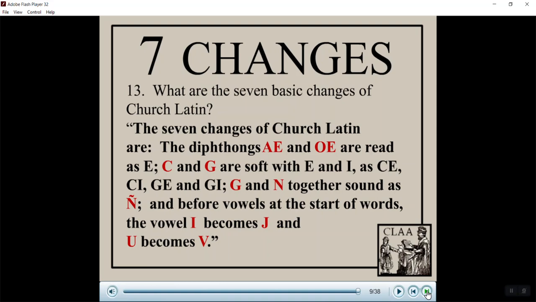In the next slide, we'll learn a song. You can play it as many times as you want to help remember the rule. And after that, we'll look at each one of these changes one by one to make them very clear for you. At the end of this lesson, you're going to be reading in Latin.